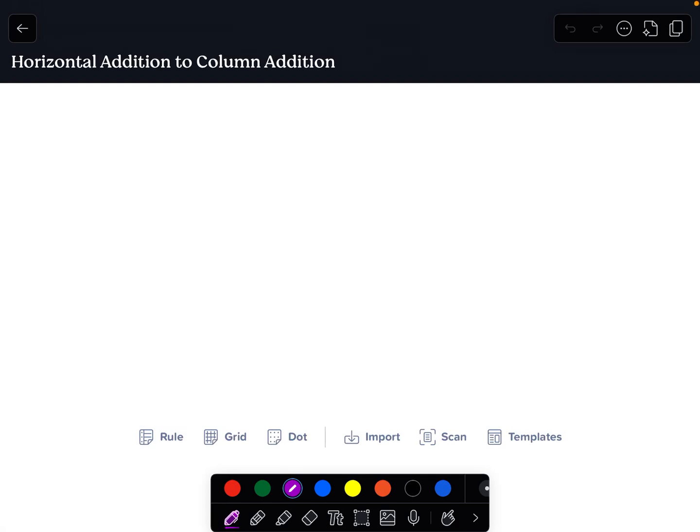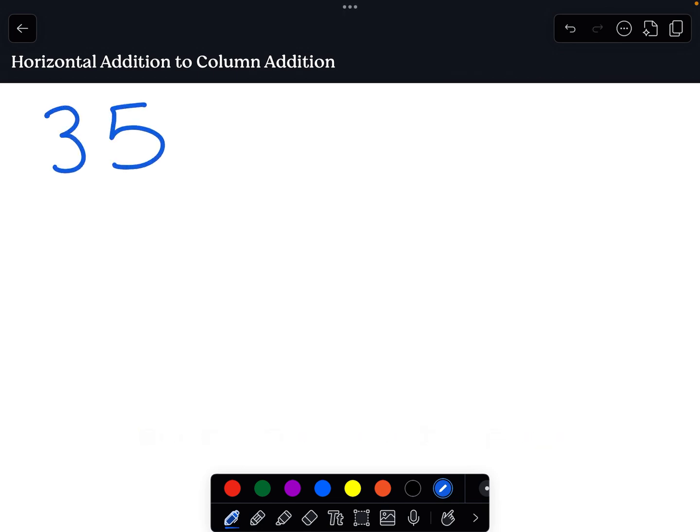Hello there. Today we are talking about changing a horizontal addition problem to a column addition problem to help us better solve it. What do I mean by all of this? Well, let me explain. Let's say that I have a problem like this: 35 plus 71. And what does that equal?